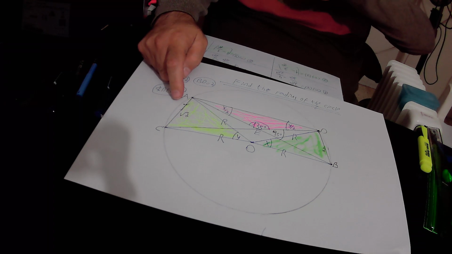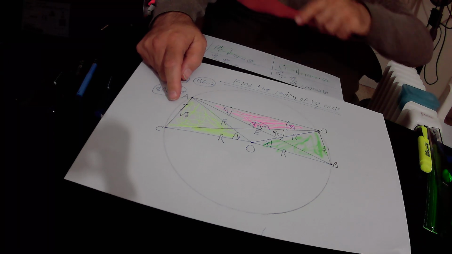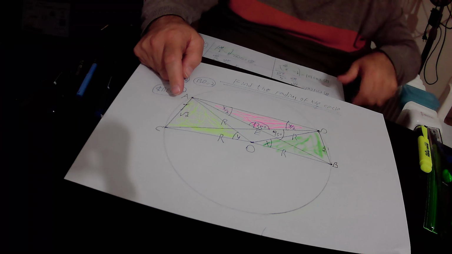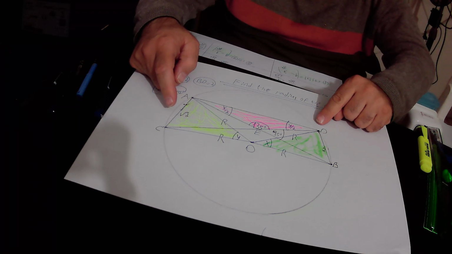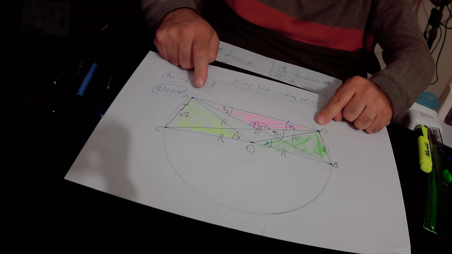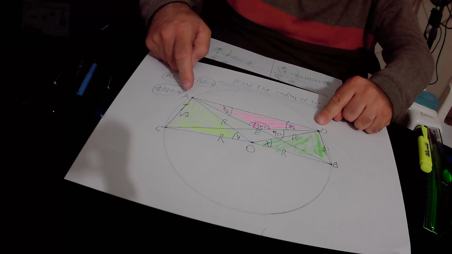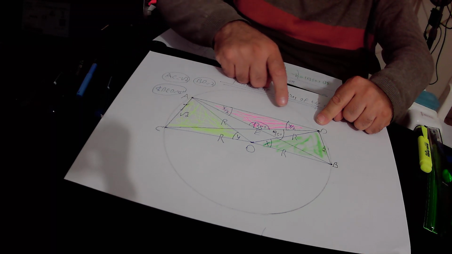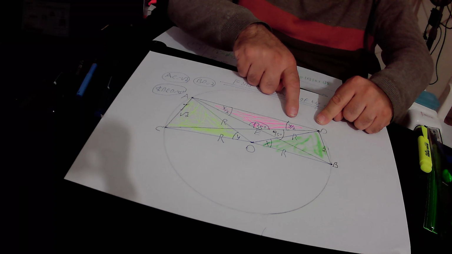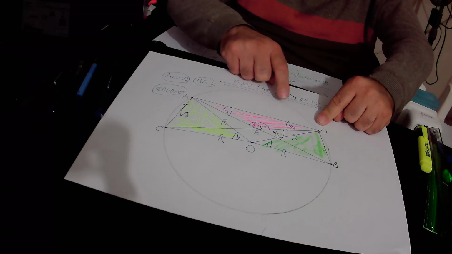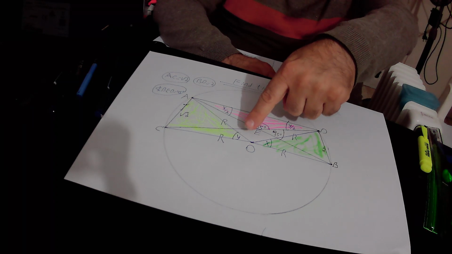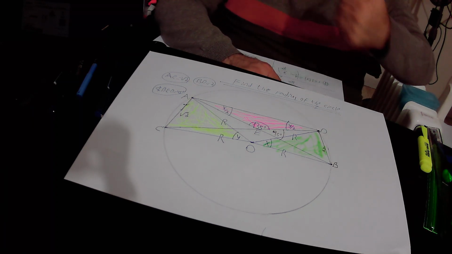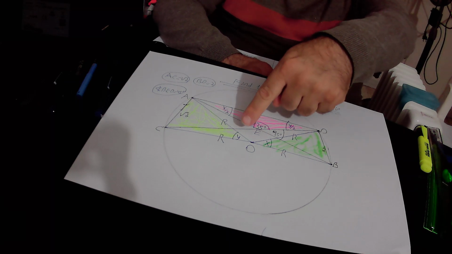The next step, we focused on chord AC. On chord AC, we have this angle CDA that rests on chord AC. So we define this angle CDA as y over 2. Therefore, the central angle COA, this angle that rests on the same chord AC, must be equal to 2 times y over 2, that is y.